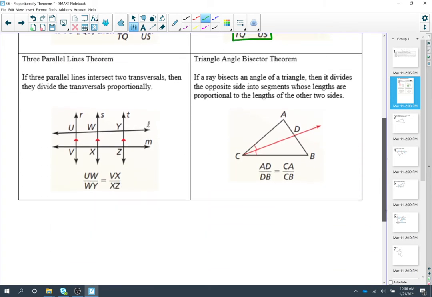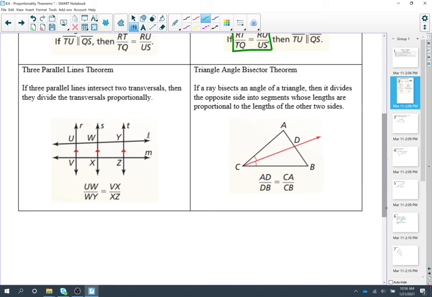Three parallel lines theorem. If three parallel lines intersect two transversals, then they divide the transversals proportionally. So again, we've got a parallel line, parallel line, parallel line, and they're cutting two transversals. So we could do the proportion that UW over VX is equal to WY over XZ. You could also do that UW over WY is equal to VX over XZ.